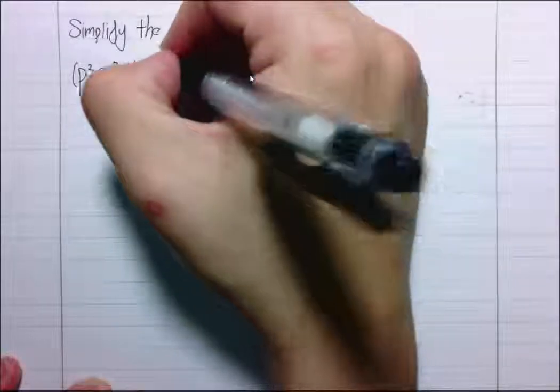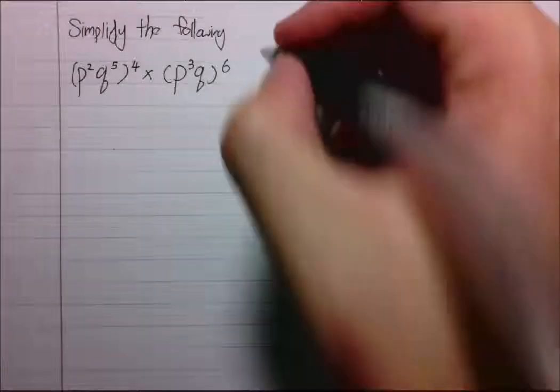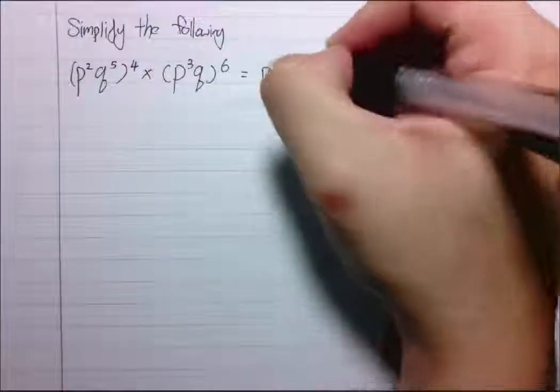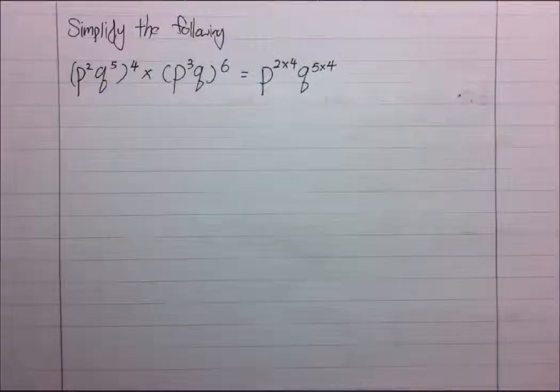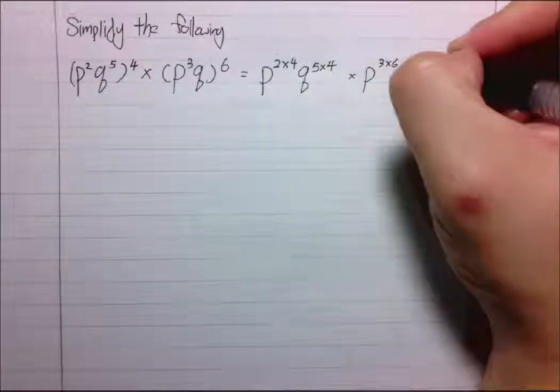The first example is this. I'm going to say again, simplify the following, and what we have is (p^2 q^5)^4 multiplied by (p^3 q)^6. Right, so the first thing that we do is open up the bracket, so we get p to the power of 2 times 4, q to the power of 5 times 4, multiplied by p to the power of 3 times 6, q to the power of 1 times 6.